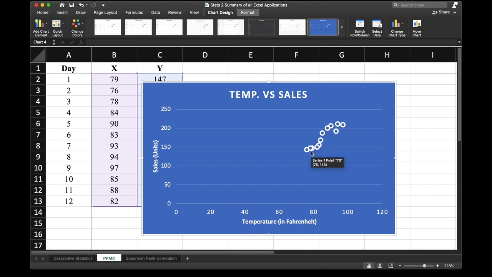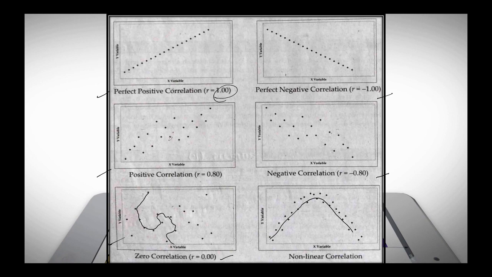Ito, actually, parang kamukha siya. Let's go back sa ating PowerPoint presentation. Halos kamukha siya neto, no? Positive correlation. So, around 0.80. Ito yung kailangan natin makuha ngayon. Yung exactong number na to. Yung 0.80 o baka naman 0.73 siya. Tignan natin how strong the relationship is.